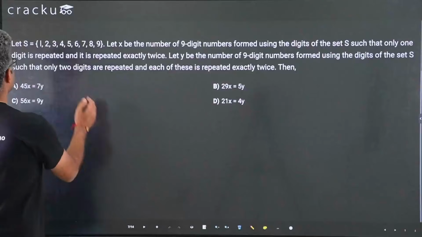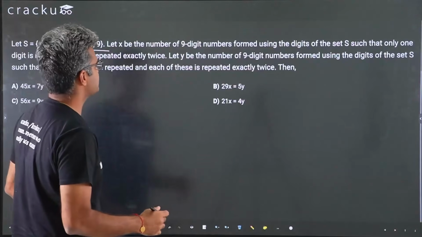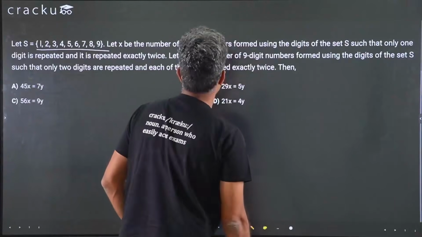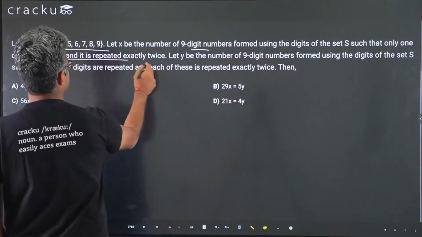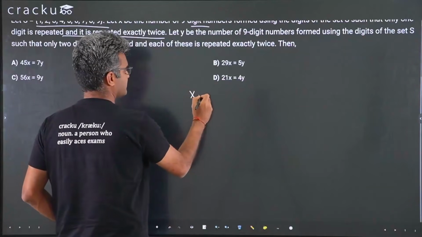In this question, we are told that there is S, which is 1, 2, 3, 4, 5, 6, 7, 8 and 9. X is the number of 9-digit numbers that can be formed using the digits of S, so that only one of the digits is repeated, and it is repeated exactly twice. So let us first try to calculate the value of X.